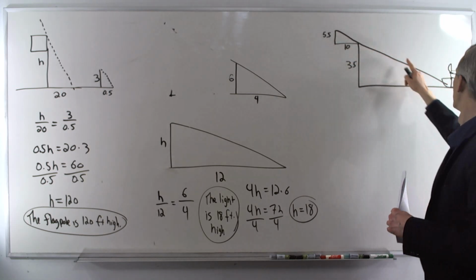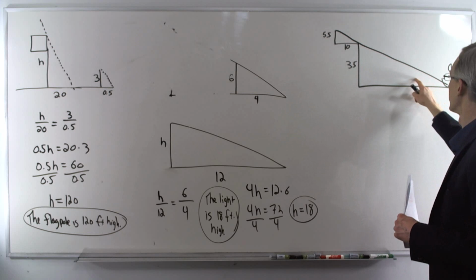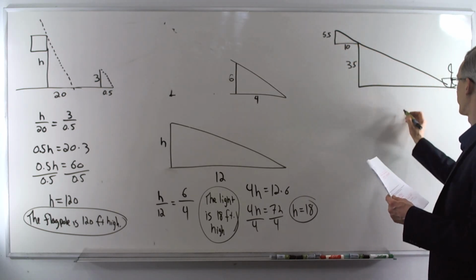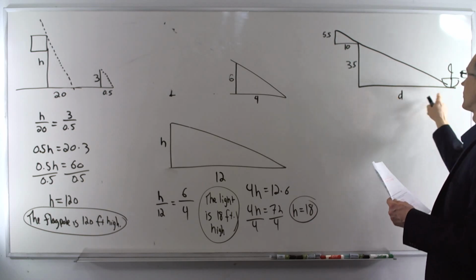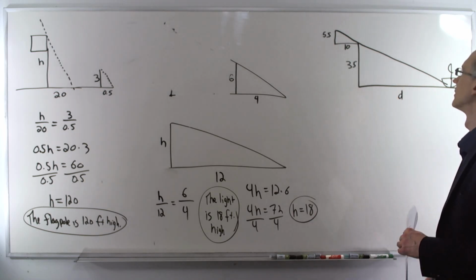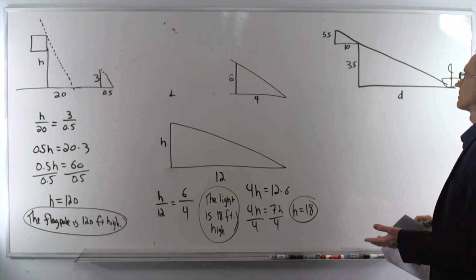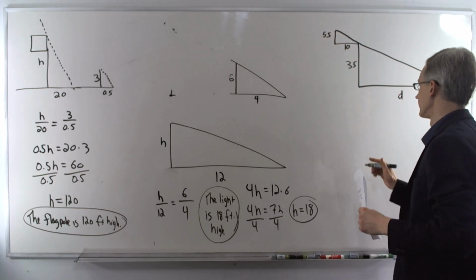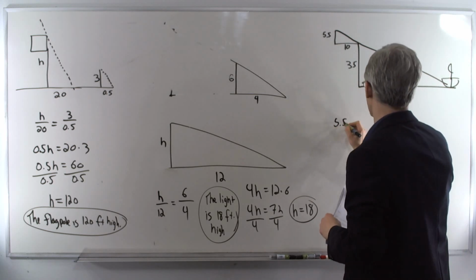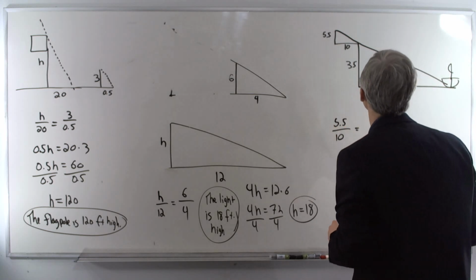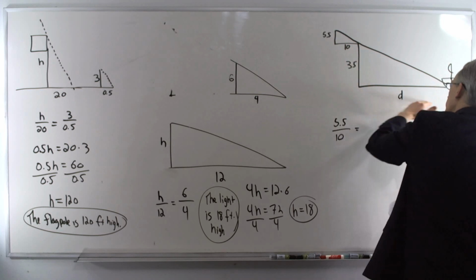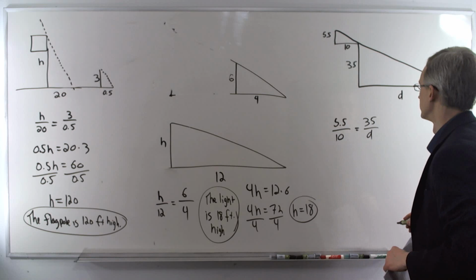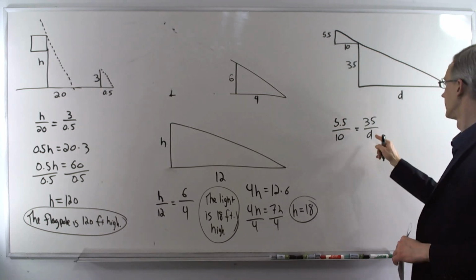Now by connecting a line of sight there, we've created two similar triangles. And we're going to find out how far this boat is from the cliff. So I'm just going to set up the same way I did last time. Vertical over horizontal for the small triangle, so that's 5.5 over 10. And then vertical over horizontal for the large triangle, 35 over D. Now we'll cross multiply.